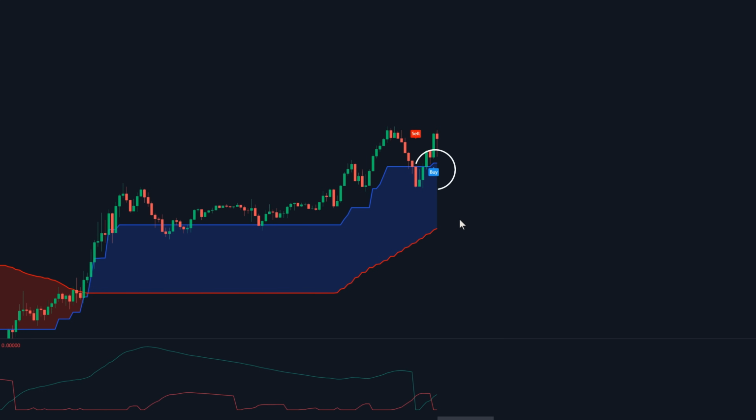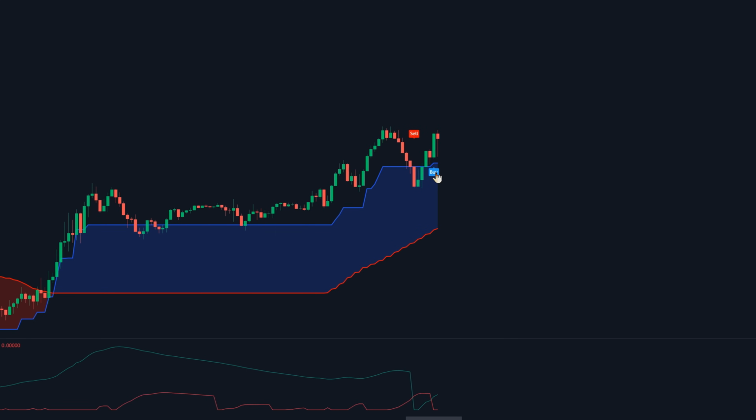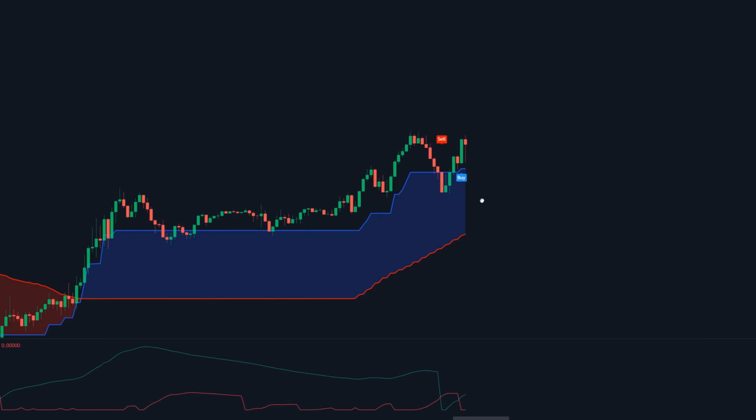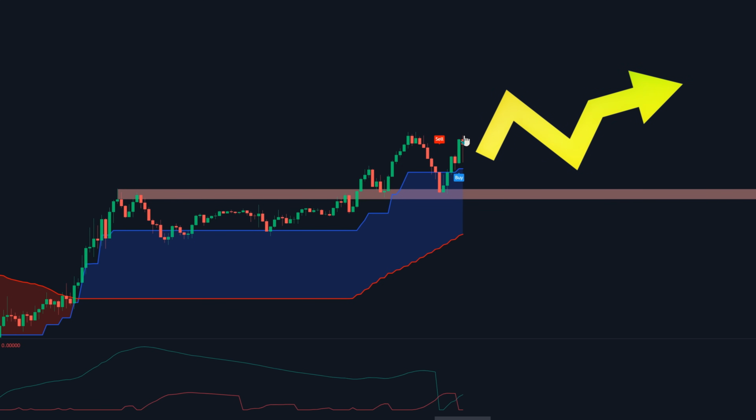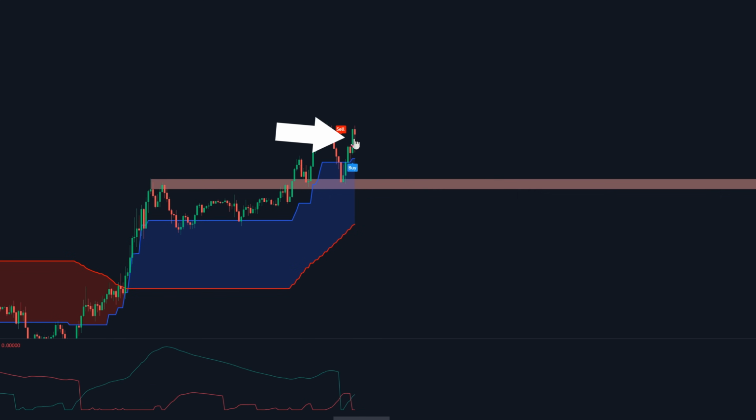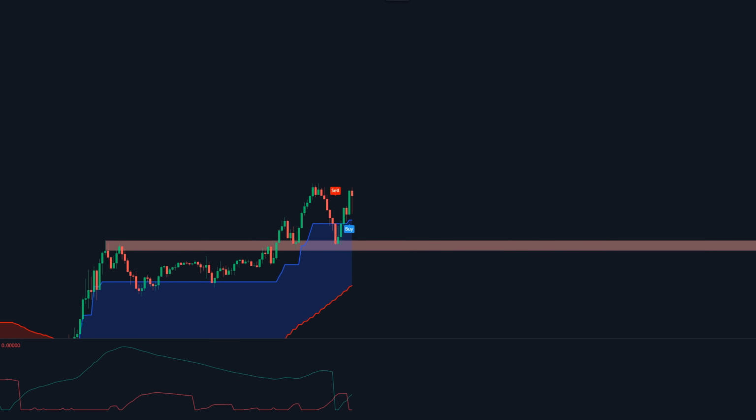Next, we want a buy signal to be printed by the GLA indicator. This is going to represent our entry candle. As a final confirmation, we can see that there was a resistance level right here and the price broke above it and later did a retest of that level. This is going to increase the probability of the price heading in the direction of our trade. All our entry conditions are met on this candle, so we're going to enter a long position.